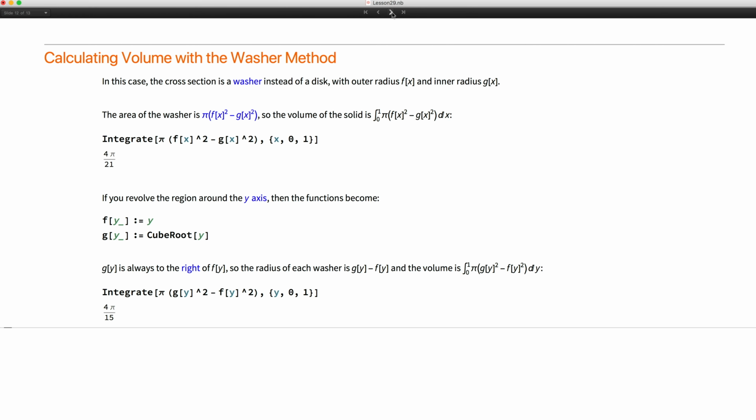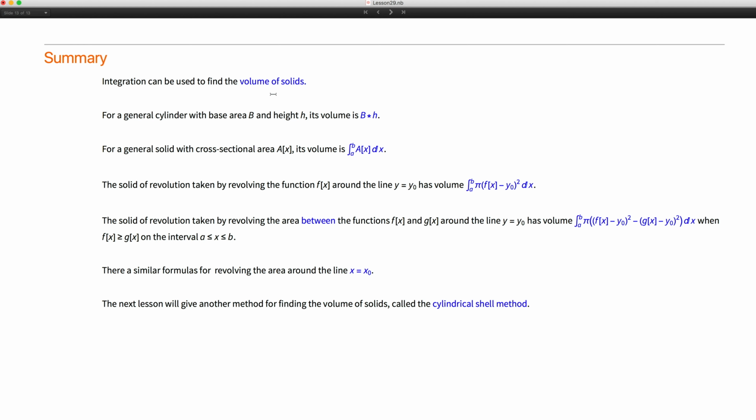So that brings me to the end of the lesson. So the main point is that you can use integrals to find the volumes of solids, and that's quite a powerful idea. So let's say if you have a cylinder, then its volume is base times height, where capital B is the area of the base. And if you have a more general solid with a cross-sectional area A of x, then you can compute an integral to find the volume.